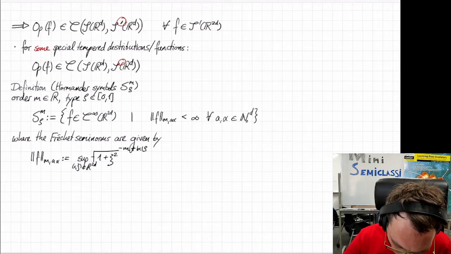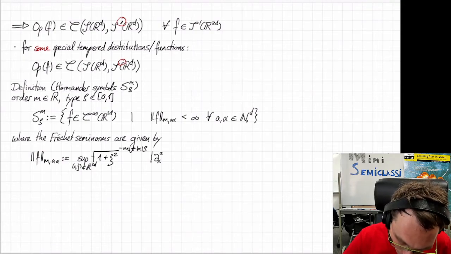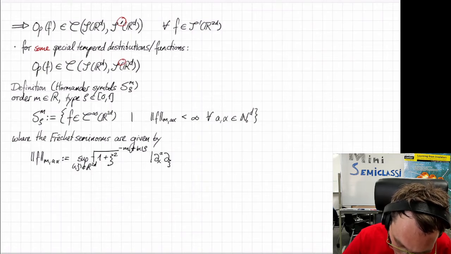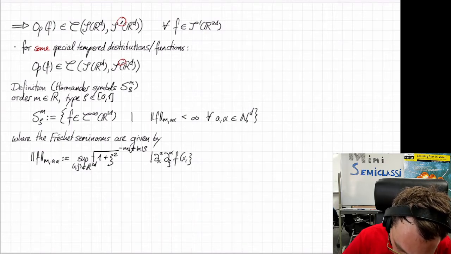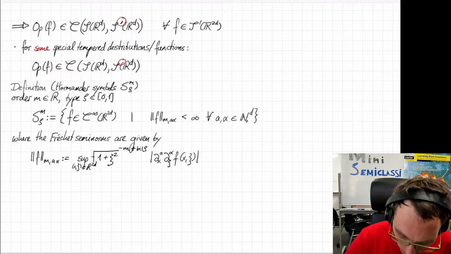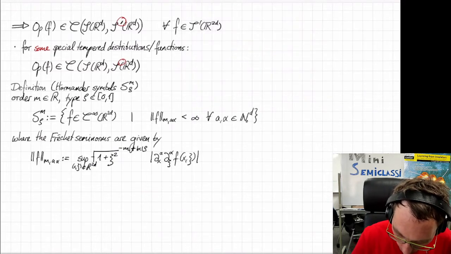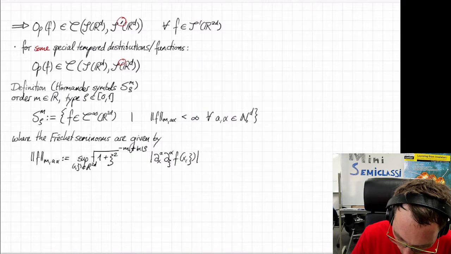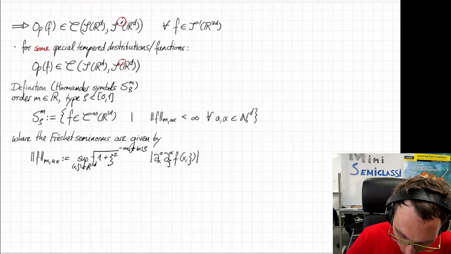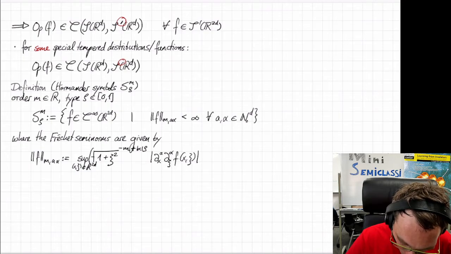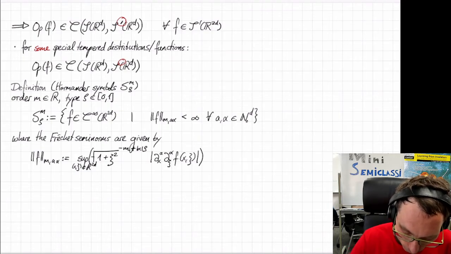And once you see what the alpha does, it's very easy. So I'm taking the a-th derivative in x and the alpha derivative in psi. And okay, so what does this do? Well, this prefactor here allows our symbol to grow at infinity, but it controls the growth.